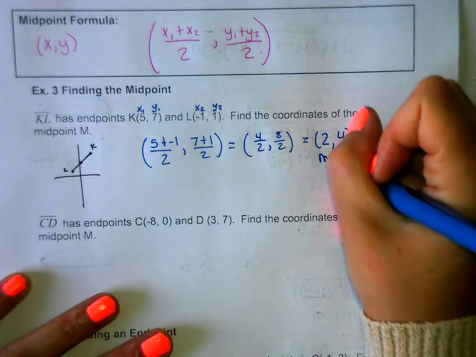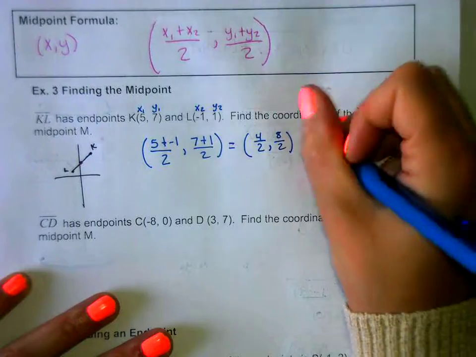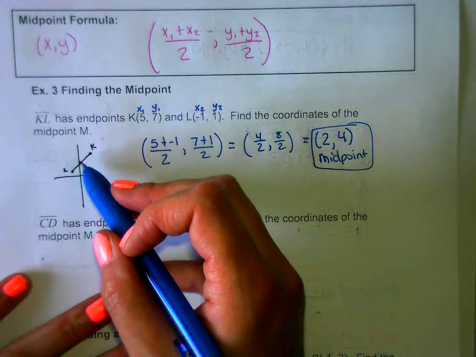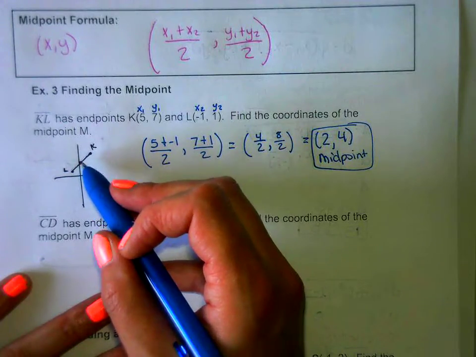So my midpoint is at 2, 4, which is about how I did my little sketch. It's a +2, +4, so it's in the right quadrant.